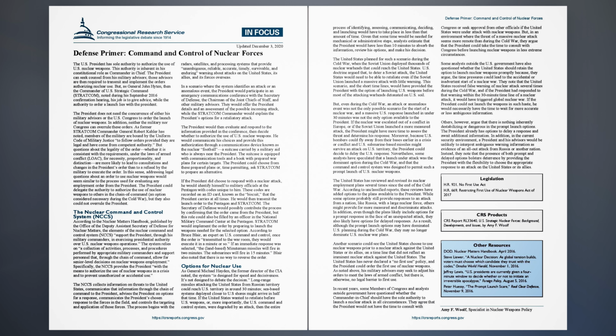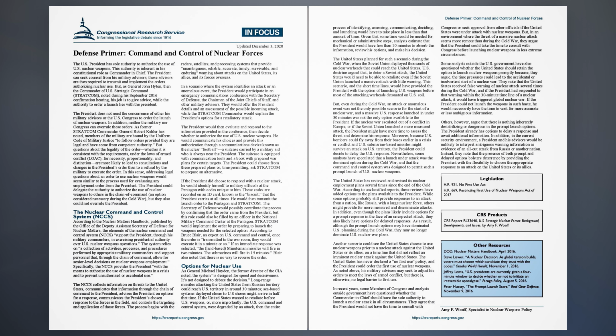If the nuclear war escalated out of a conflict in Europe, or if the Soviet Union launched a more measured attack, the president might have more time to assess the threat and determine his response. Moreover, because U.S. bombers could fly away from their bases earlier in a crisis or conflict and U.S. submarine-based missiles might survive an attack on U.S. territory, the president could decide to delay the U.S. response. Nevertheless, some analysts have speculated that a launch under attack was the dominant option during the Cold War, and that the command and control system was designed to permit such a prompt launch of U.S. nuclear weapons.